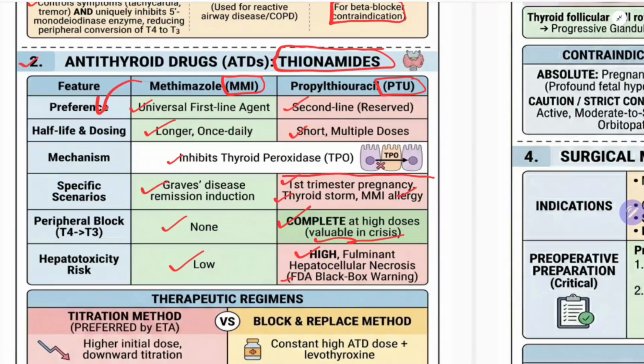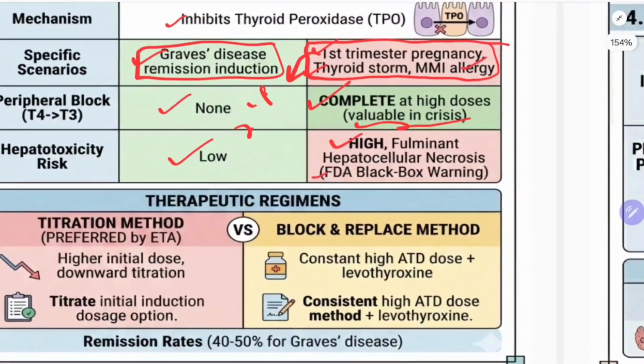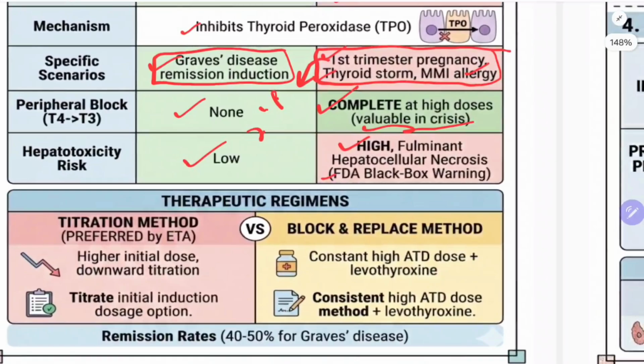So here three things: it is used in first trimester of pregnancy, it is used in Thyroid Storm, and it is used in methimazole allergy. For methimazole, it is only one, Graves' disease. And one more thing, after first trimester of pregnancy, in the second and third trimester, you can use methimazole. You switch over to methimazole from propylthiouracil. Okay, only in the first trimester is methimazole contraindicated. That's all. Now there are two methods of using these anti-thyroid drugs, more commonly methimazole.